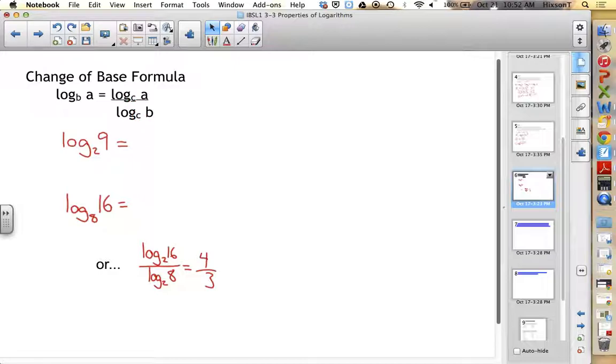So, we have the log base 2 of 9. How would I do that on the calculator? I would do common log: the common log of 9 over the log of 2.